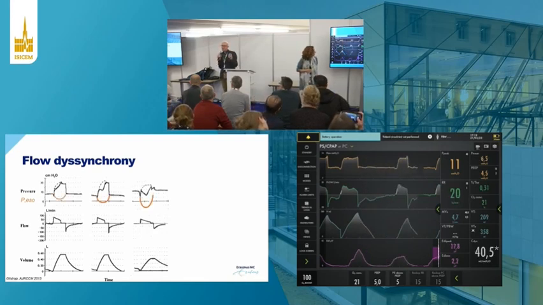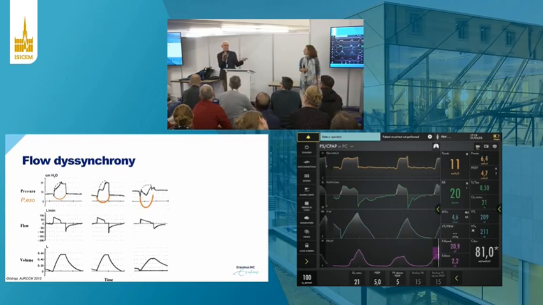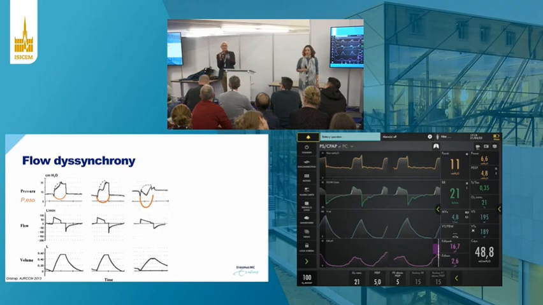I think that the most important part here, for all the asynchronies, and I think that's a nice thing about mechanical ventilation, is to just review your ventilator screen every time you're doing the rounds. There's so much you can learn from that.